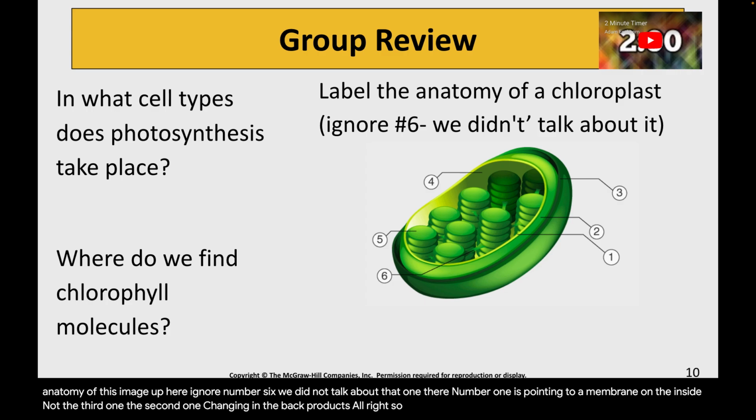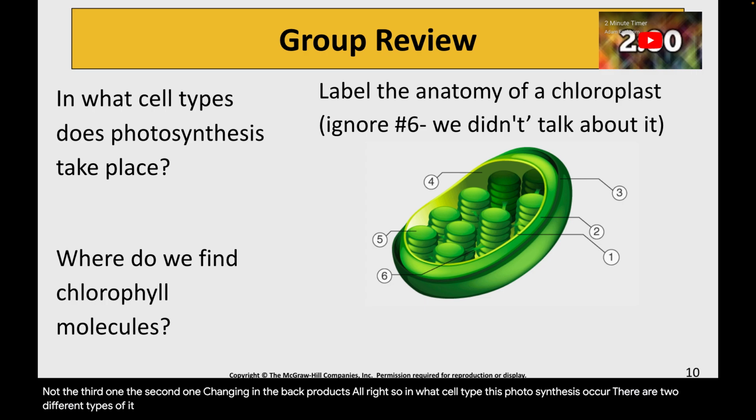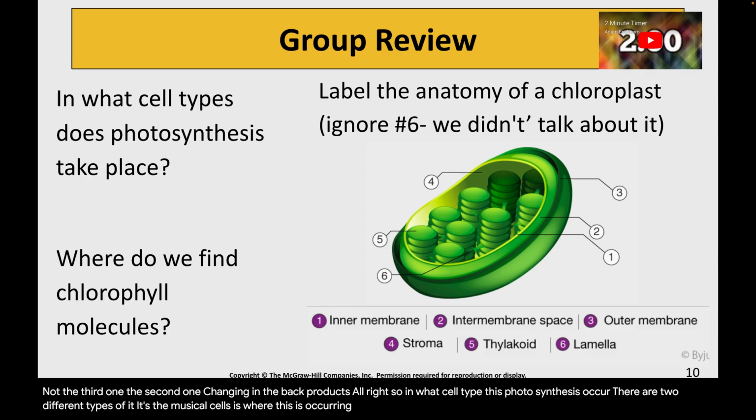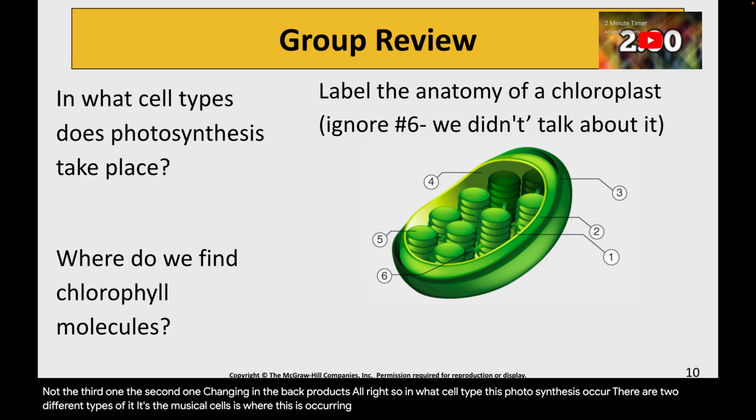All right, so in what cell type does photosynthesis occur? Starts with an M. There are two different types of it. We're very quiet for a Friday. I have to get up and do jumping jacks or something. It's the mesophyll cells. Yeah, mesophyll cells is where this is occurring.